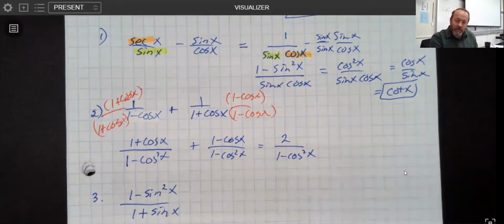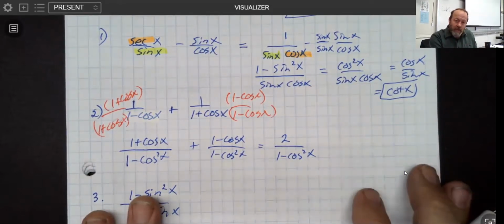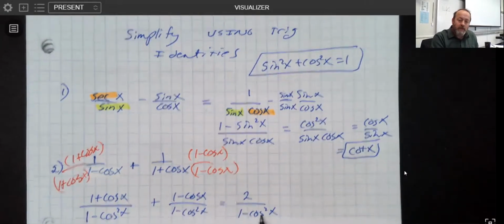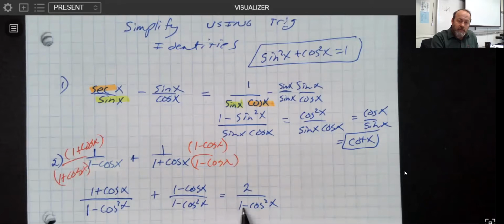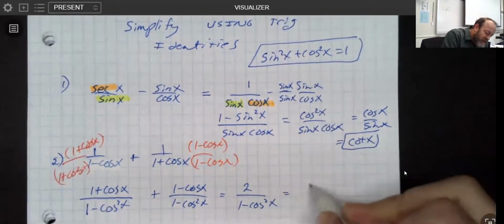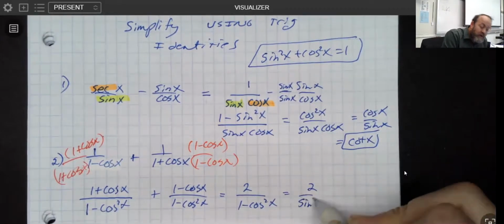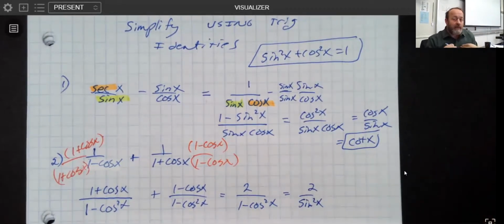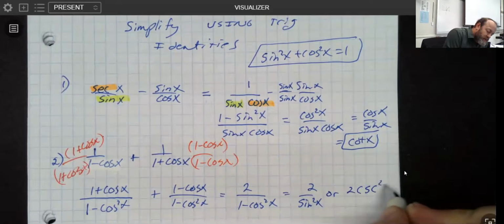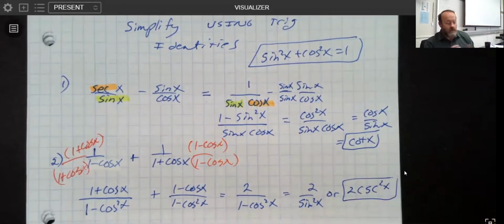You're going to see this over and over again: right here, 1 minus the cosine squared. Hopefully you can see that 1 minus cosine squared is the sine squared, which is an answer that I personally really like, but we could also write that equivalently as 2 cosecant squared. And that's usually considered a little bit better answer.